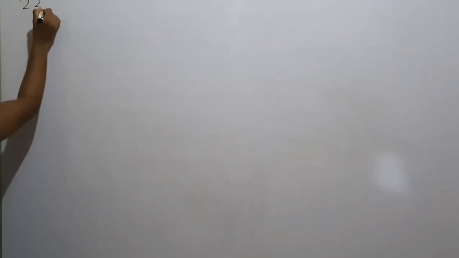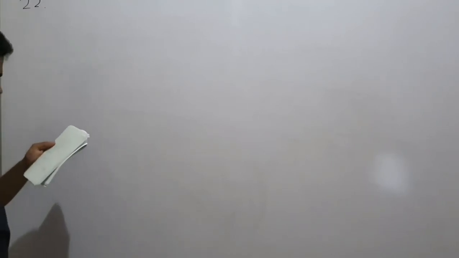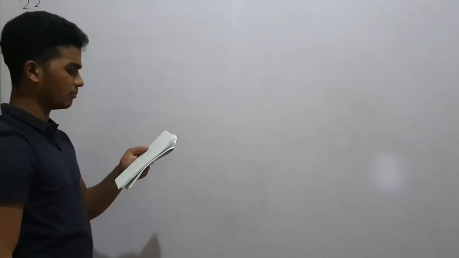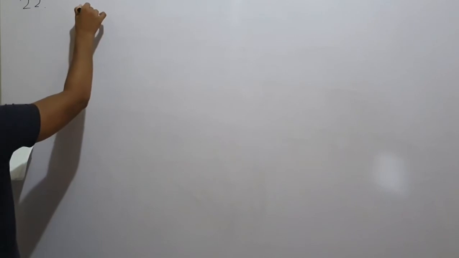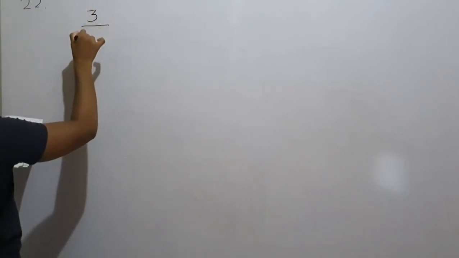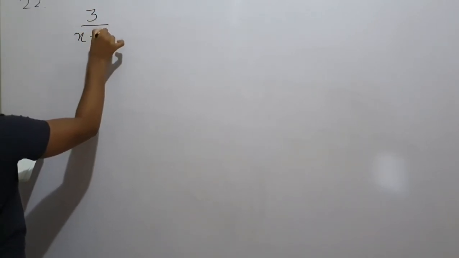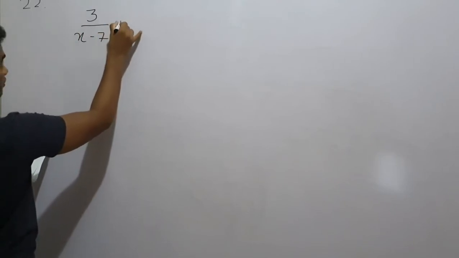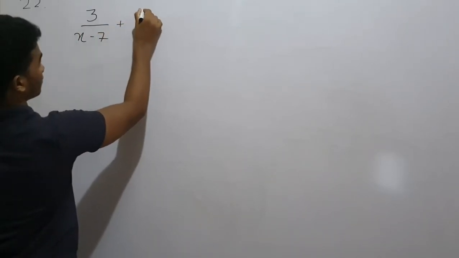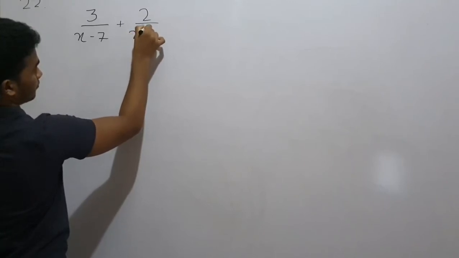Second sum. Express as a single fraction in its simplest form. So the two fractions are 3 over x minus 7 plus 2 over x plus 5.